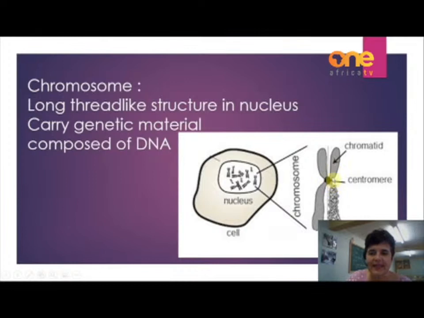It is just kept together by the centromere, to know that these two, this one and this one, contain exactly the same genetic material. So the definition of a chromosome: a long thread-like structure in the nucleus that carries genetic material, composed of DNA.